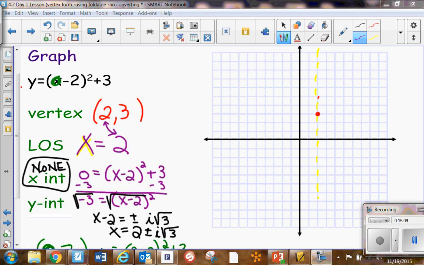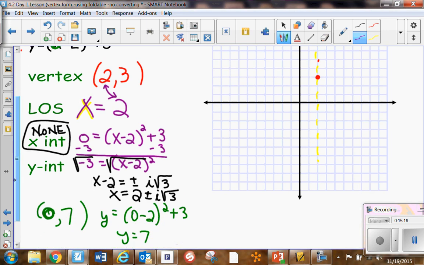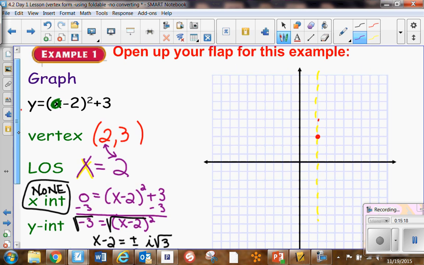Let's graph these things. So my vertex is (2, 3), I did that. My line of symmetry, x equals 2, I did that. I have no x-intercepts, but the y-intercept is (0, 7). 0, 1, 2, 3, 4, 5, 6, 7. If that is my line of symmetry, this point is 2 spaces from the line of symmetry, so I can do a corresponding point 2 over there. This is my vertex. And sure enough, that baby will never, ever go through the x-axis.